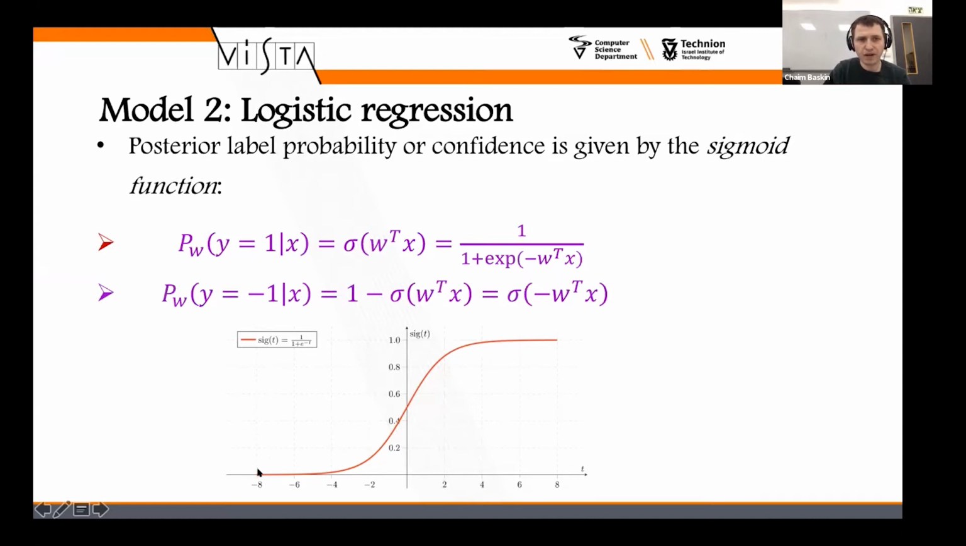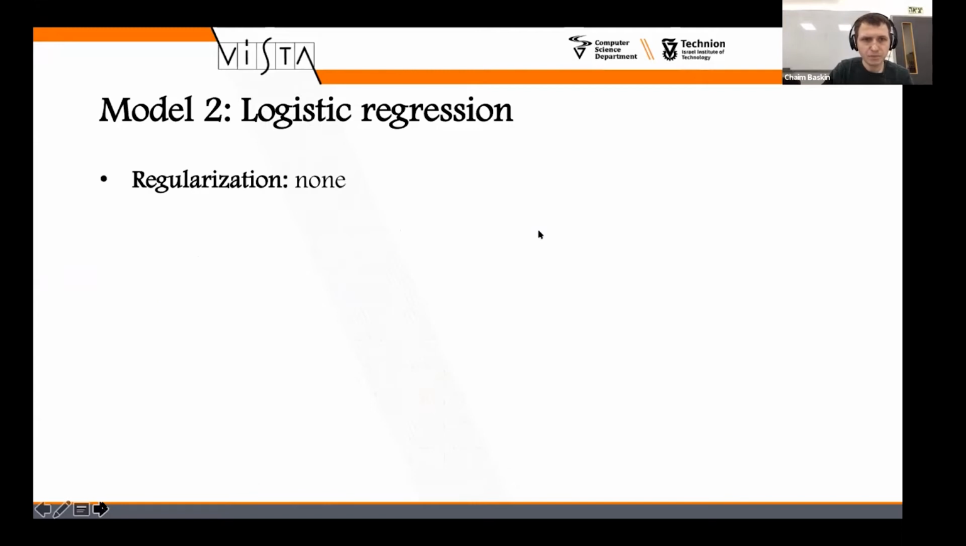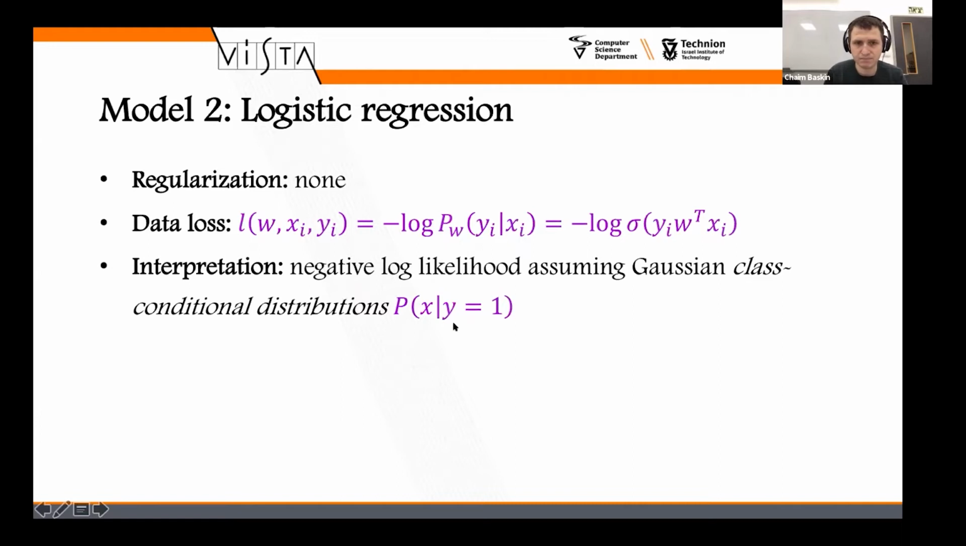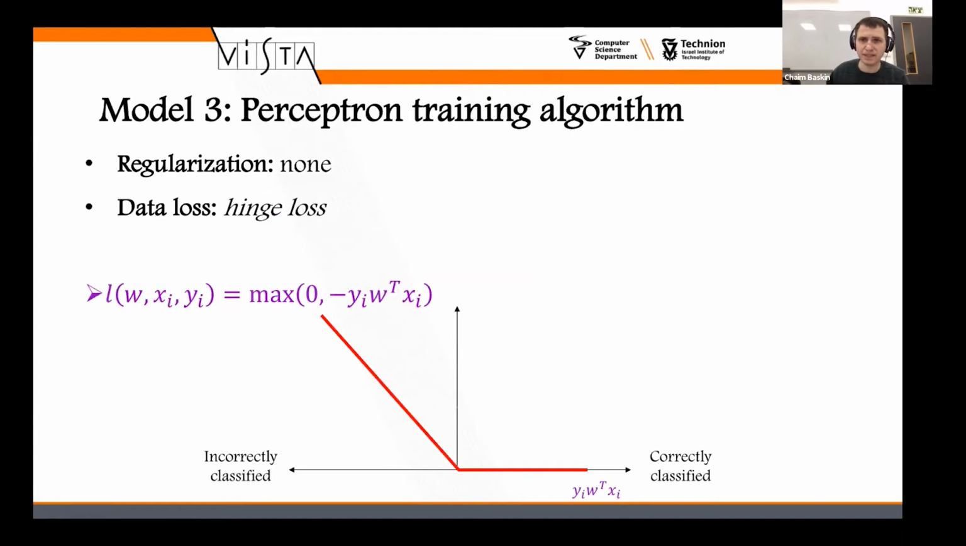So actually our function is a logistic regression function. The loss function looks like this. It's actually a sigmoid function, sorry. Okay. Regularization on the logistic regression, we also don't have any regularization. So our data loss is minus log of the posterior distribution, and actually it's the negative log likelihood when we assume that we have a Gaussian class conditional distribution. Okay. So this was the logistic and linear regression.